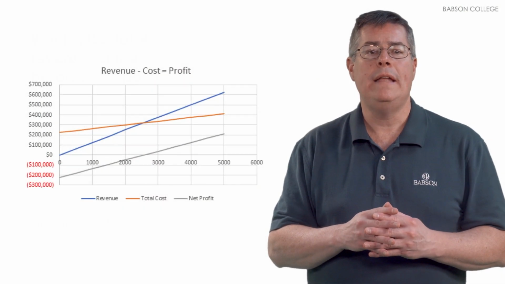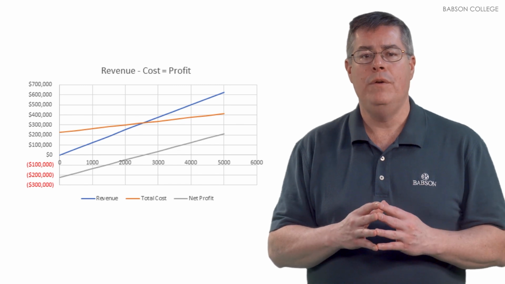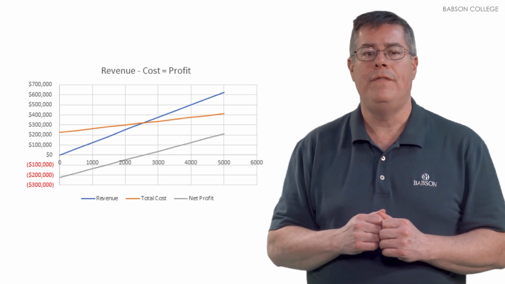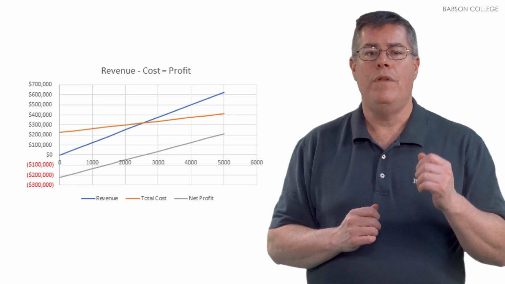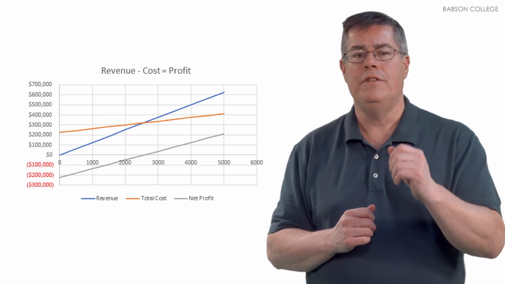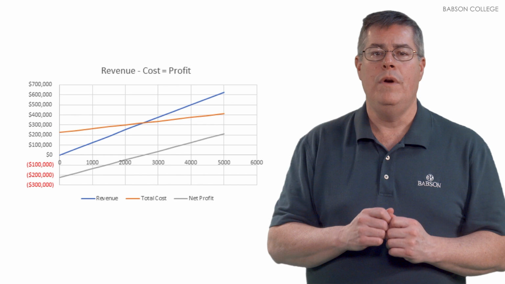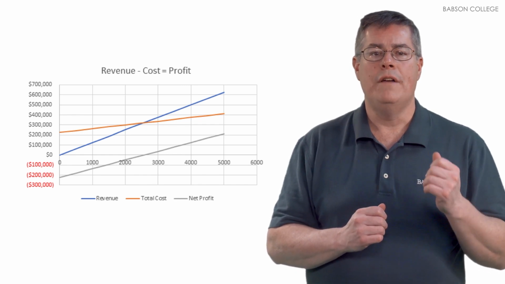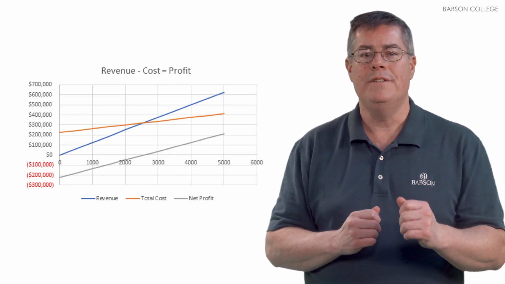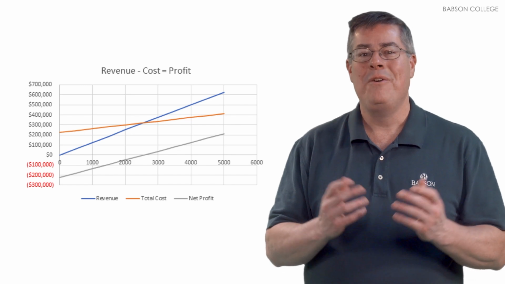Finally, we can make a nice plot combining the revenue, total cost, and profit functions. Notice that where the revenue and cost functions intersect is also the point at which the net profit line crosses from negative values or losses to positive values or profits.